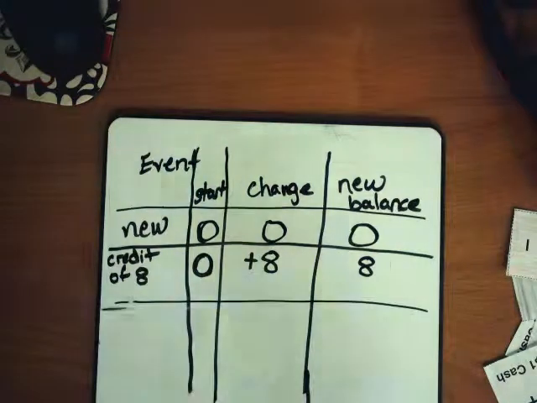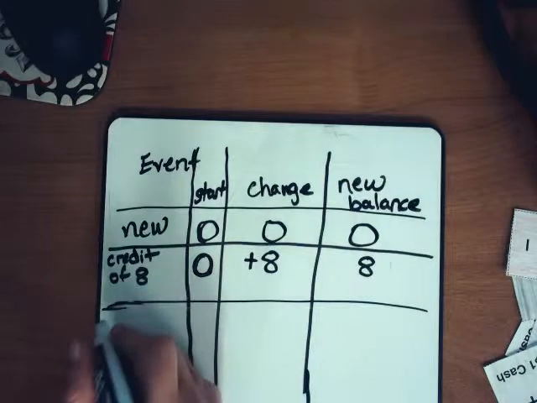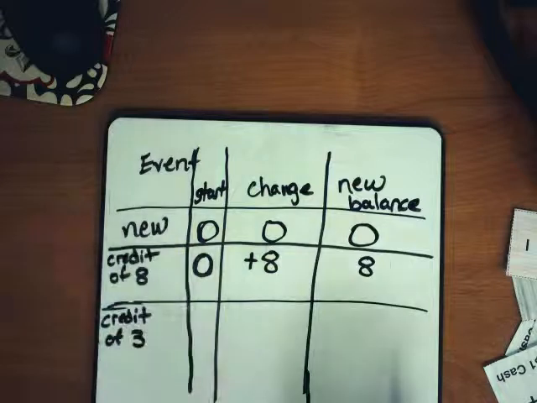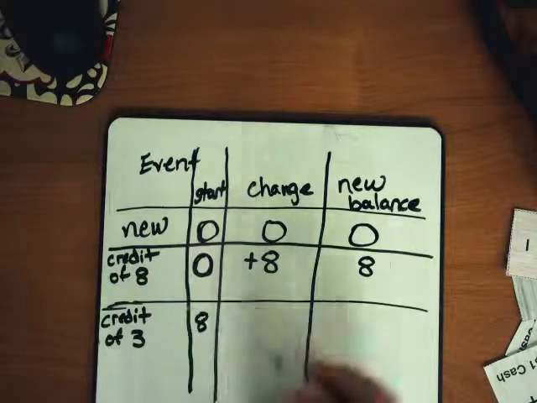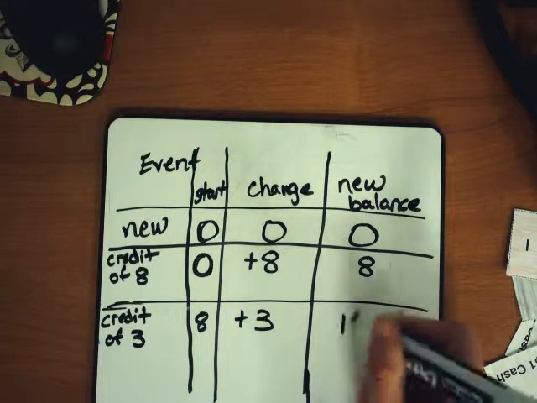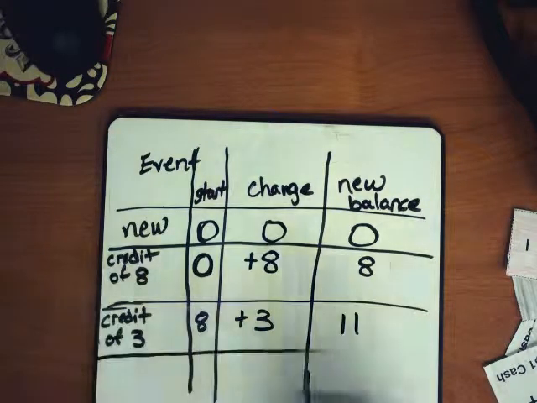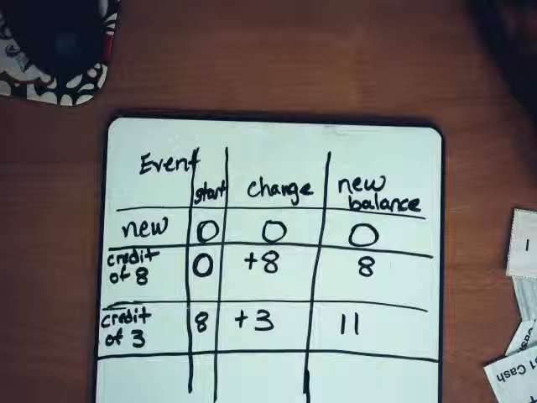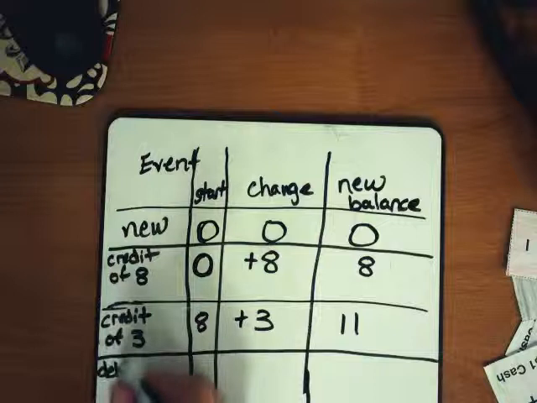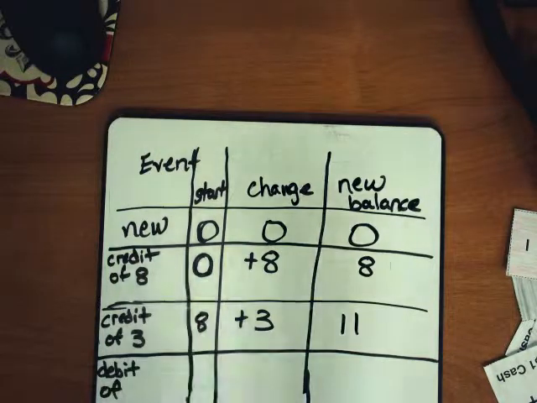Then our next thing that happens is we get another credit of $3. We started with 8. We're going to add 3. And so our new balance is 11, right? Okay. Then we lose some money. We've got to buy some supplies. So we've got a debit of $4.